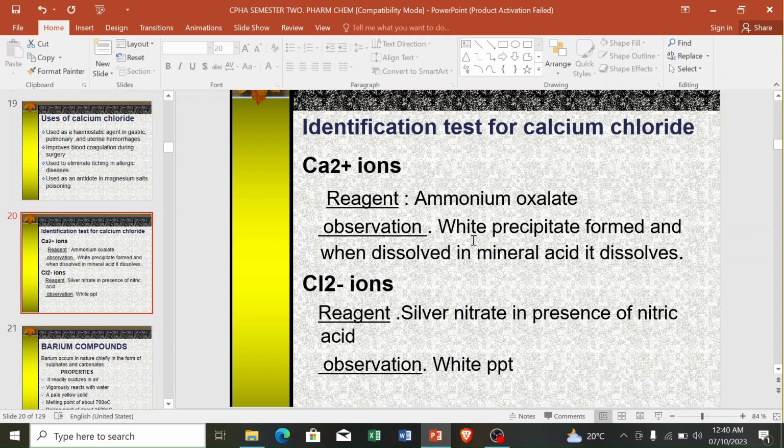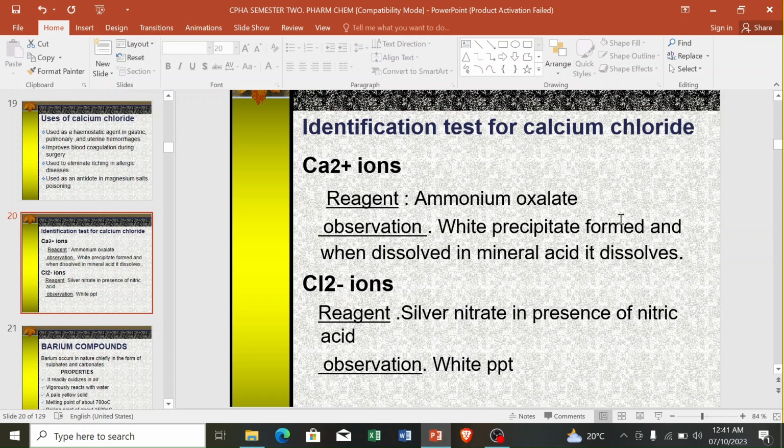If calcium ions are absent, we do not have any observation, so we shall say no observable change. A colorless solution of calcium chloride remained colorless, and our conclusion will be calcium ions absent. For the case of a white precipitate that dissolves in mineral acids, we shall conclude and say calcium ions confirmed present.